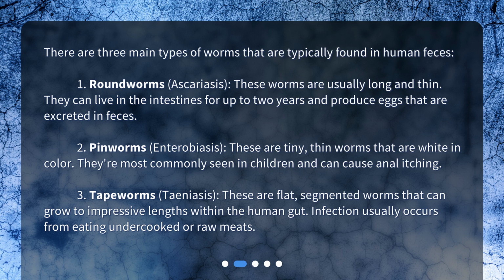2. Pinworms, enterobiasis. These are tiny, thin worms that are white in color. They're most commonly seen in children and can cause anal itching. 3. Tapeworms, teniasis. These are flat, segmented worms that can grow to impressive lengths within the human gut. Infection usually occurs from eating undercooked or raw meats.